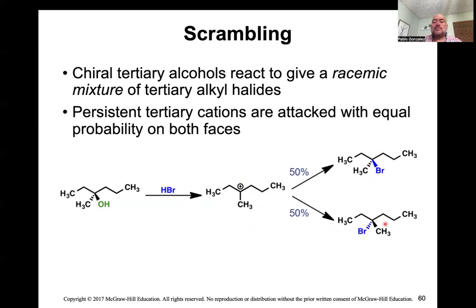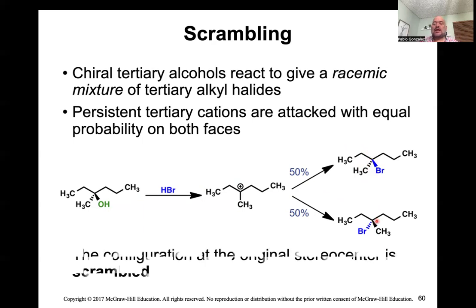This is not going to be optically active anymore, as this one was, because it basically has 50% of the R and 50% of the S. And that's what is known as scrambling. So the configuration at the original stereocenter is scrambled. It just went from one specific enantiomer to a racemic mixture. You have a scramble of stereocenters, or configurations, now.